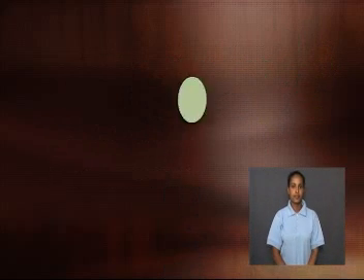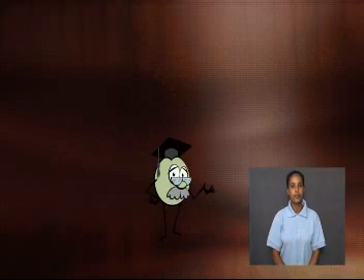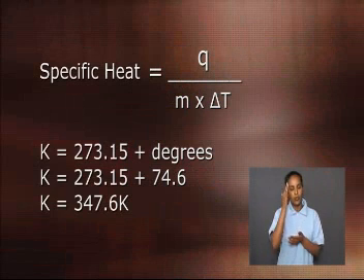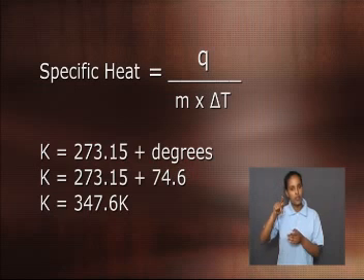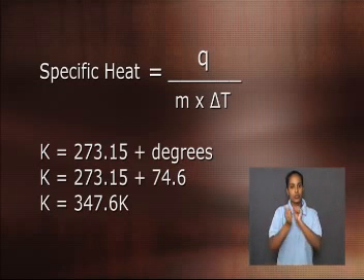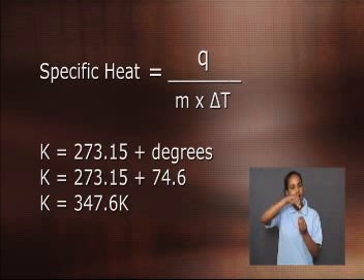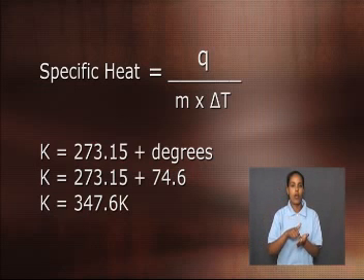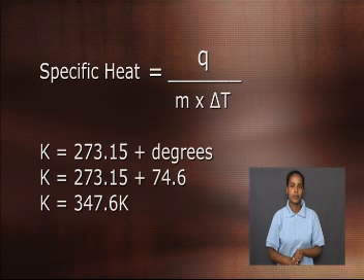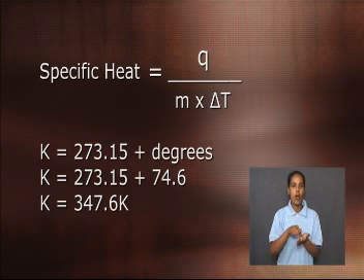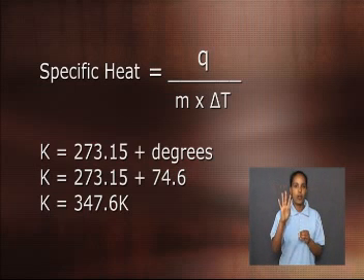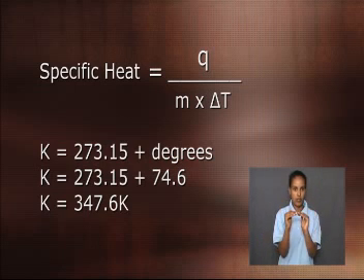Time's up. Let's get back to our lesson. Hello again, students. All we have to do is place the numbers that we know into the equation that we just learned for specific heat. As previously discussed, to change the temperature from degrees to Kelvin, add 273.15 to the degrees Celsius. Thus, 273.15 plus 74.6 degrees equals 347.6 Kelvin.